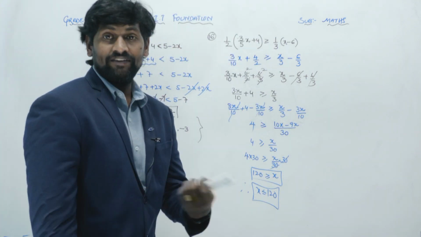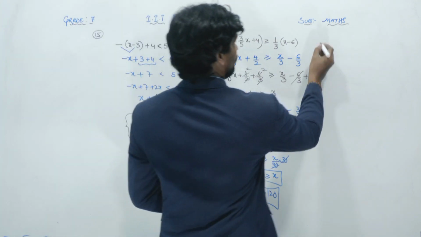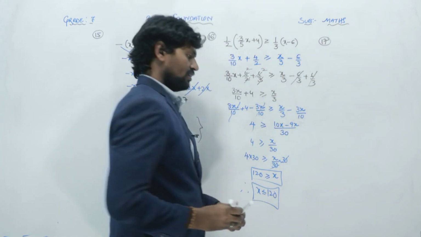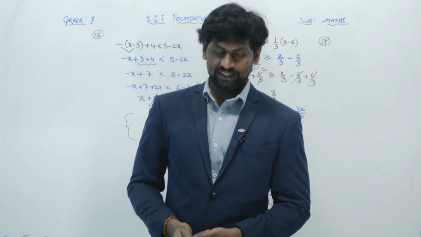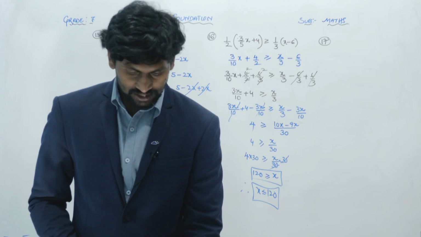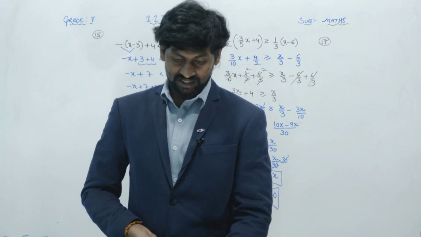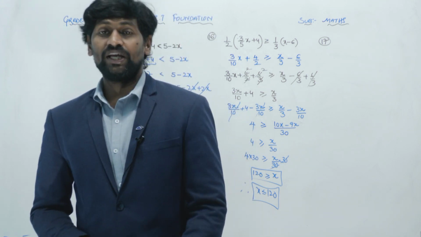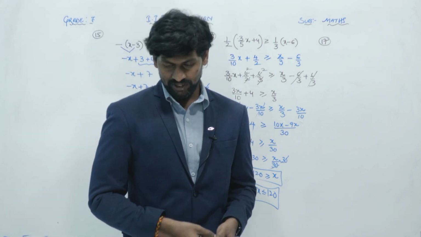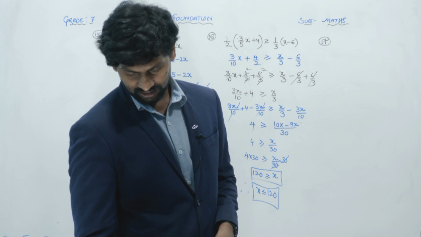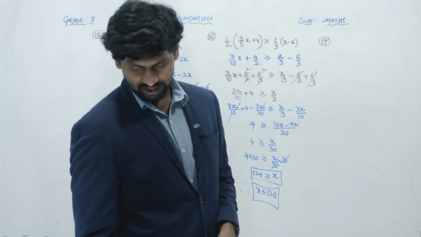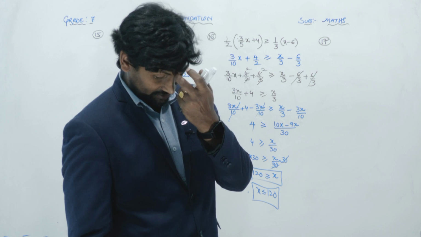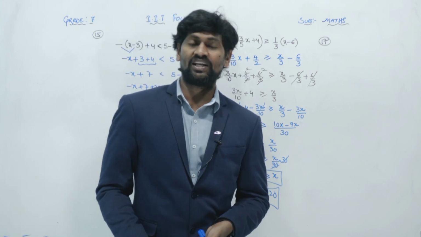Let's move on to the 17th problem. The 17th problem asks for the pair of consecutive numbers whose sum is less than 25. There are so many pairs, or is any other clue given? Consecutive numbers are side by side, adjacent numbers.